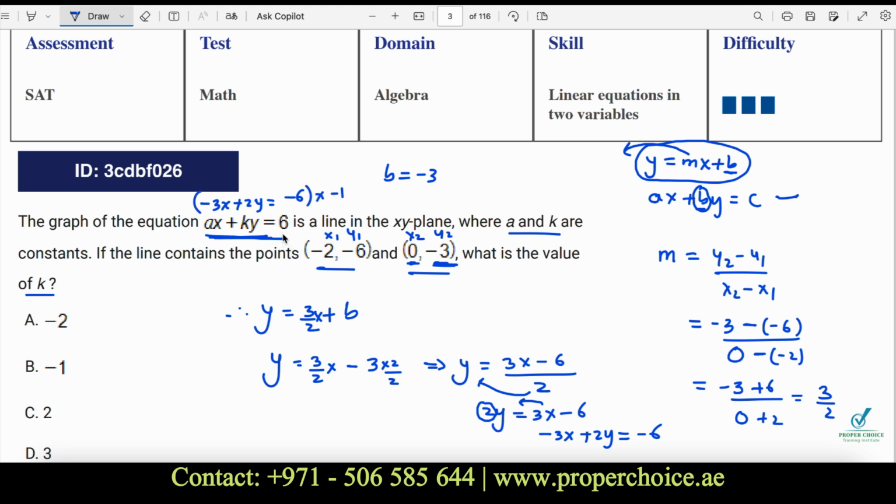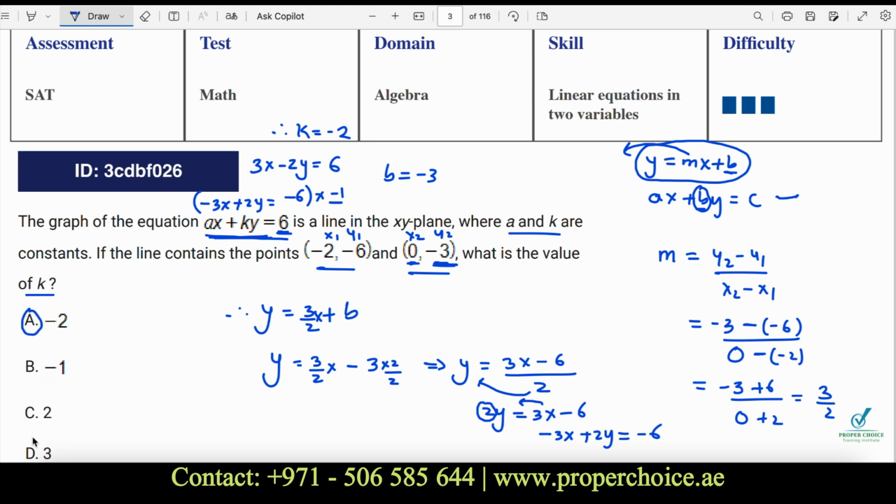Why am I doing so? Because the equation they have given has a positive constant. So when you multiply entirely by minus 1, minus 1 times minus 3x is going to be 3x, plus 2 multiplied by minus 1 is going to be minus 2y, and minus 6 multiplied by minus 1 is going to be plus 6. Now it makes sense. So now you can compare this one with ax plus ky equals 6. In that case, the value of k will be negative 2. So A will be the right answer.